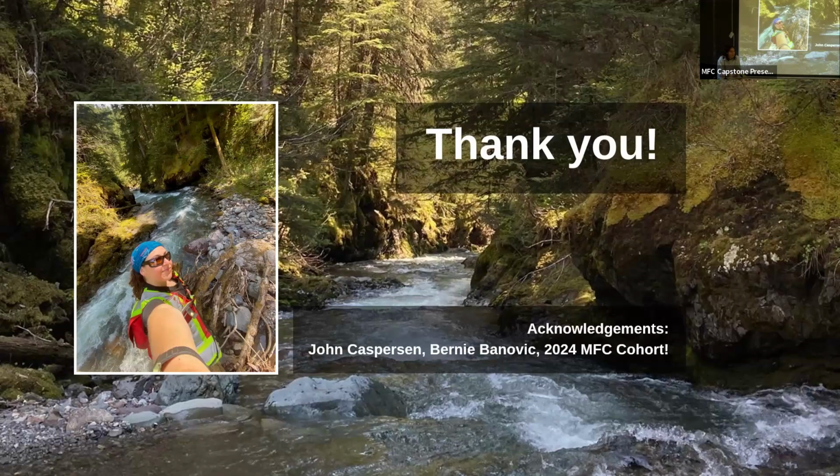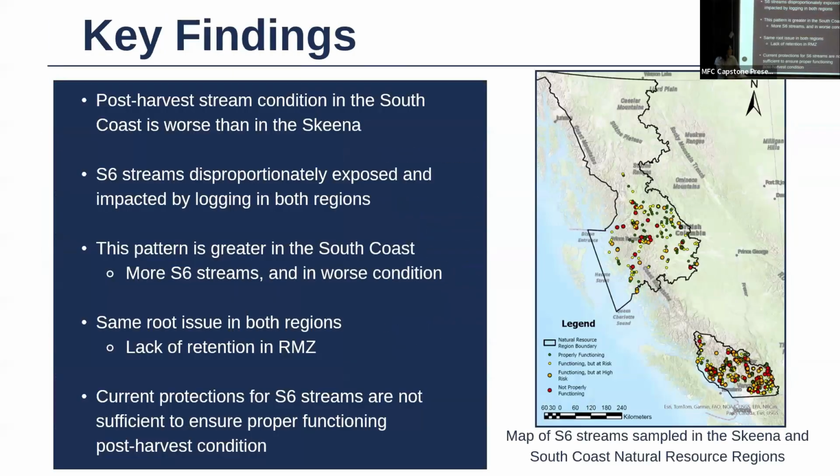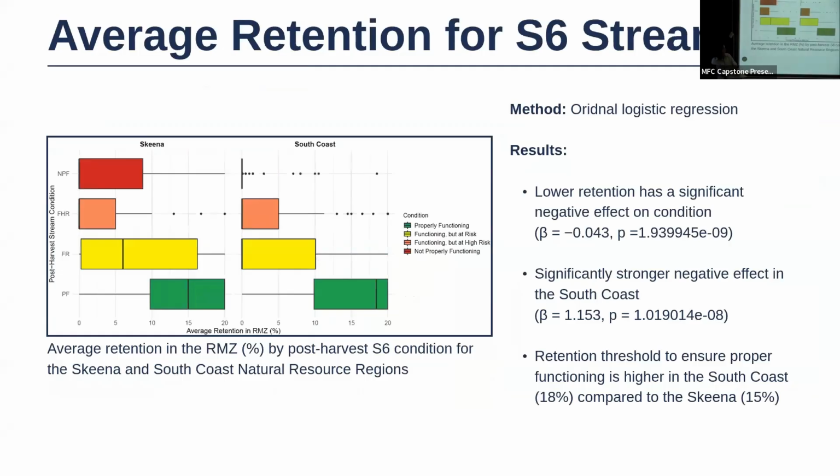One of your conclusions was that the retention, or the lack of retention, seems to have a bigger effect on stream condition in the South Coast. Is that right? Yes. And based on our previous discussions, I think you said it has to do with cumulative effects. You didn't elaborate as much on that, so I was wondering if you could discuss that a bit more. What exactly do you mean by cumulative effects? And maybe just restate the result here.